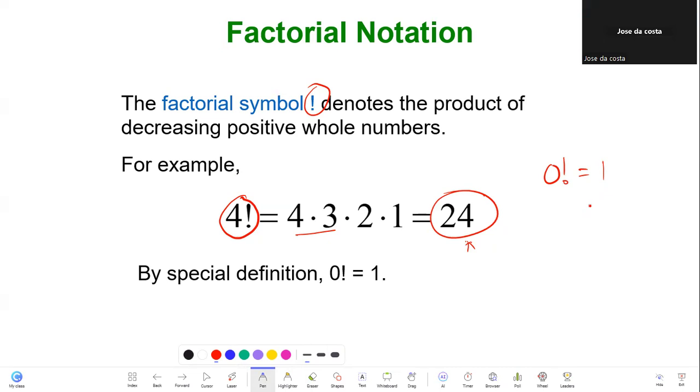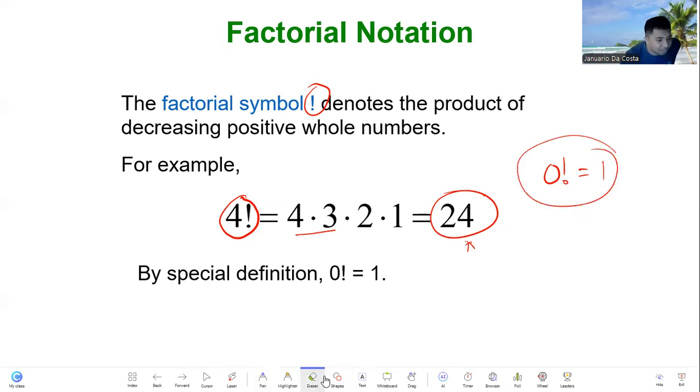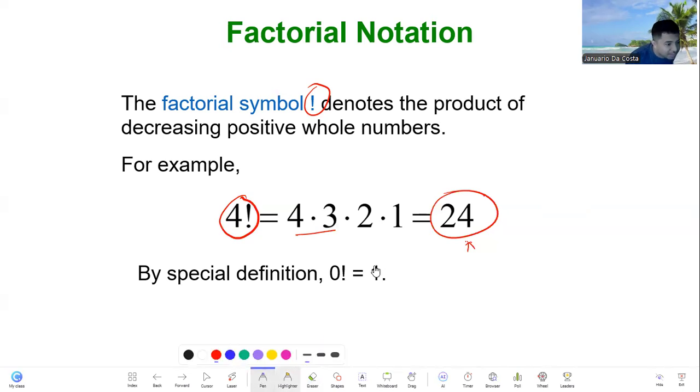There's a special topic in advanced mathematics to answer the question of why 0 factorial is 1. But for the sake of this class, let's just accept that this is true. It's not that it isn't true, I just don't know how to prove it yet because I haven't studied to that point. Let's just accept that 0 factorial equals 1. This is a mathematical definition.